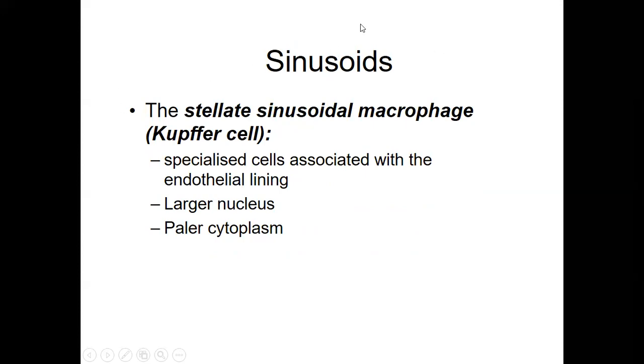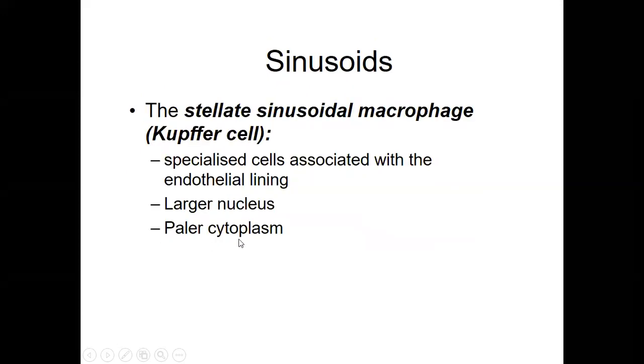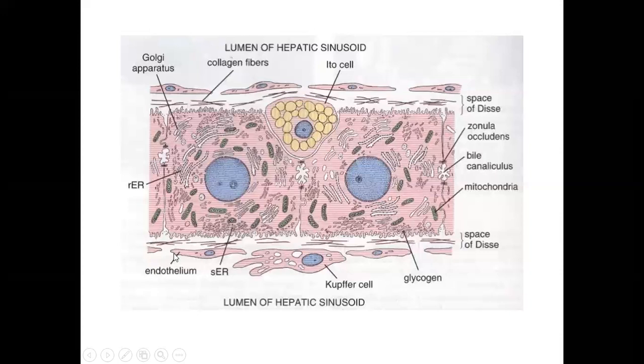The other cell that we have in the sinusoid is the sinusoidal macrophage, or Kupffer cell. The Kupffer cell is a specialized cell associated with the endothelial lining. The characteristic of the Kupffer cell is that it has a larger nucleus and paler cytoplasm. If you see from this picture, this is the Kupffer cell. It has a large nucleus and pale cytoplasm. This is the endothelium, and there is a large gap of space in between the endothelium. This is the characteristic of the discontinuous type of capillary.